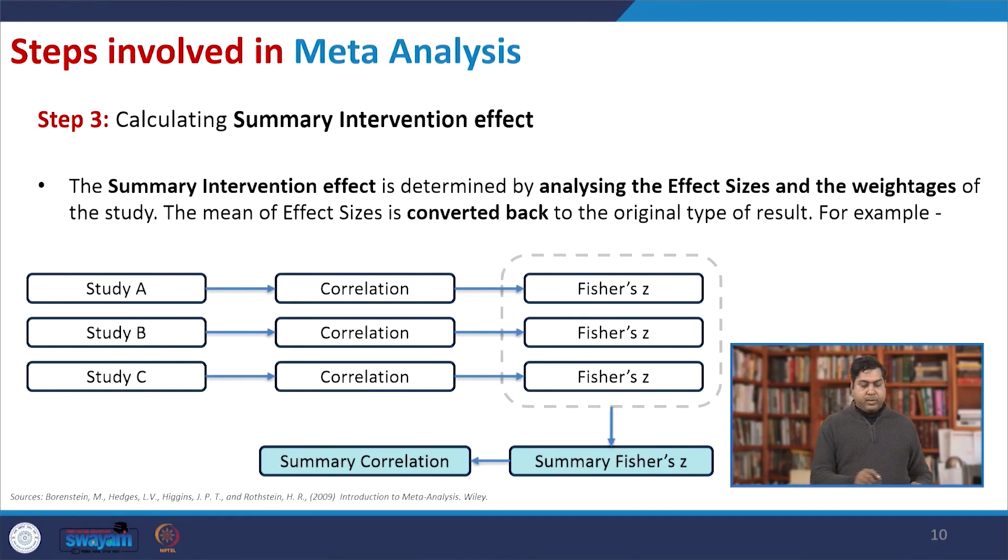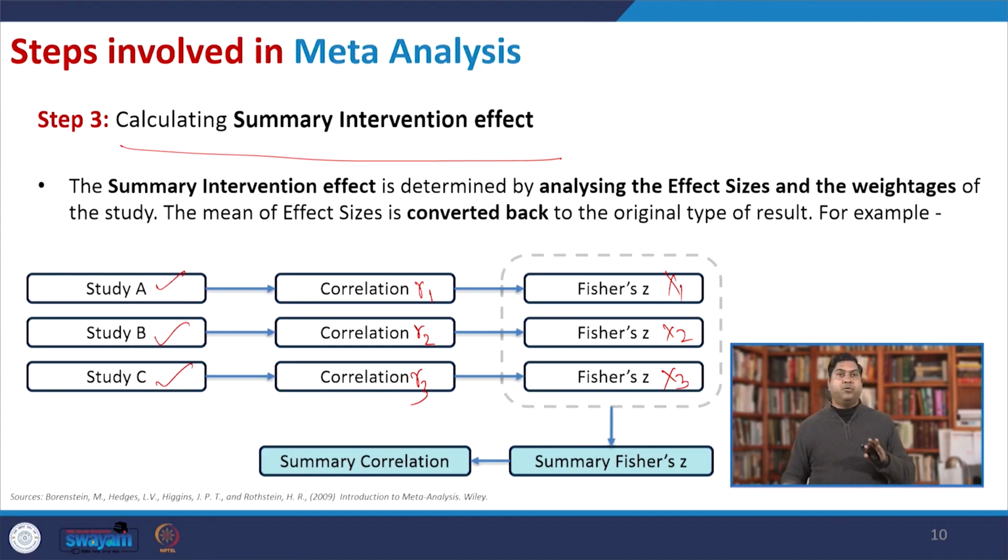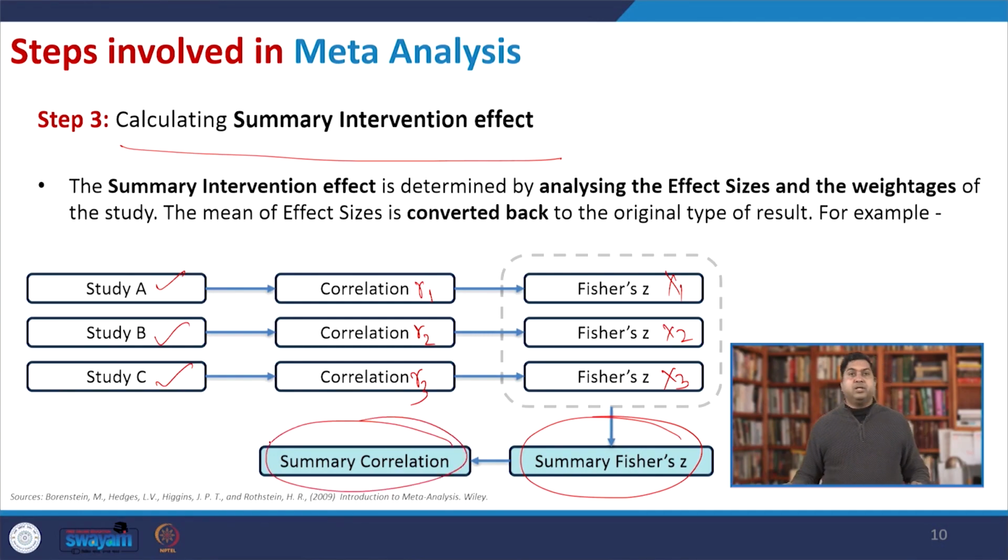Now, for example, calculating the summary intervention effect. Say we have studies A, B and C. Then we know correlation 1, correlation 2, correlation 3 and the corresponding values. If I denote them with x, so x1, x2 and x3, these are the input for the meta analysis. There are software tools you can use, or in some cases this kind of statistics you can also do manually. Through that you go for the summary of the Fisher's z, and then we go for a summary correlation, that overall combined effect. So, an individual one is derived for each study and then we get a combined one.